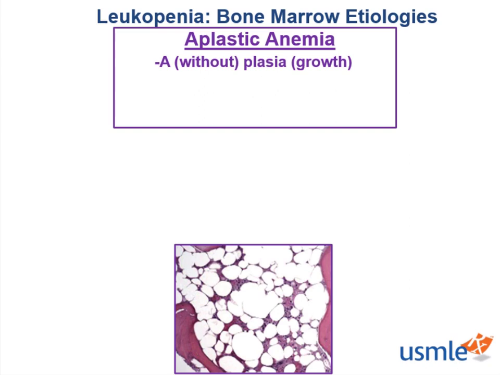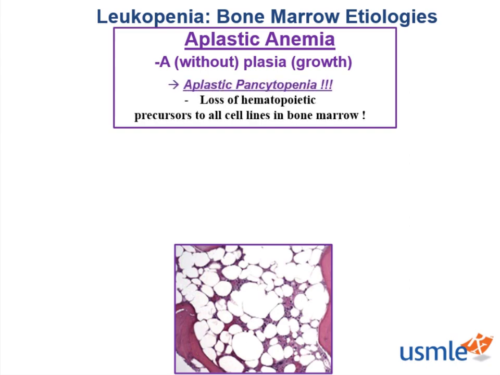However, look at that bone marrow biopsy. Do you really think platelets and white blood cells can be produced from it? No! The bone marrow is replaced with fat. It cannot produce red blood cells, platelets, or white blood cells. It is nothing but fatty bone marrow. And so, this condition should actually be called aplastic pancytopenia, as there is a loss of hematopoietic precursors to all three cell lines in the bone marrow.